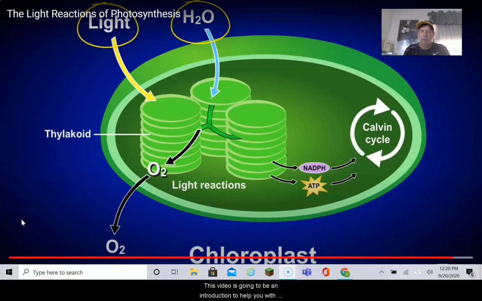This video is going to be an introduction to help you with the next video you're going to watch on the light reactions of photosynthesis. As you know, photosynthesis takes place in the chloroplast, and that's this green circle we see here. The light and the water go into the thylakoid, and two things happen. We get oxygen, but we also get energy. Now, the energy goes into the stroma, hooks up with carbon dioxide, and makes sugar.